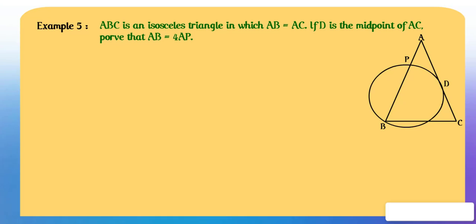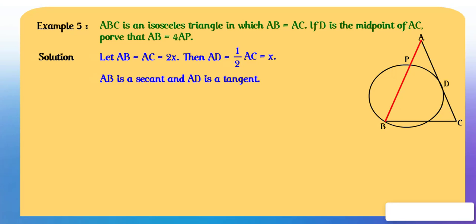Let's take the next example. ABC is an isosceles triangle in which AB is equal to AC. If D is the midpoint of AC, prove that AB is equal to 4AP. Let's solve this. Let AB is equal to AC is equal to 2x. Then AD is equal to half AC is equal to x. AB is a secant and AD is a tangent.